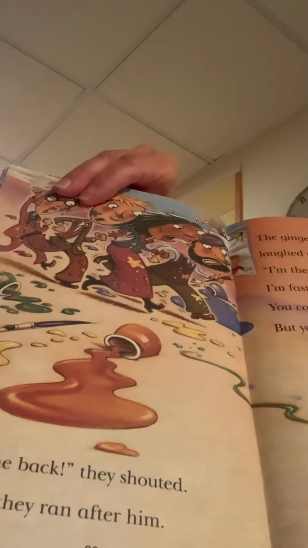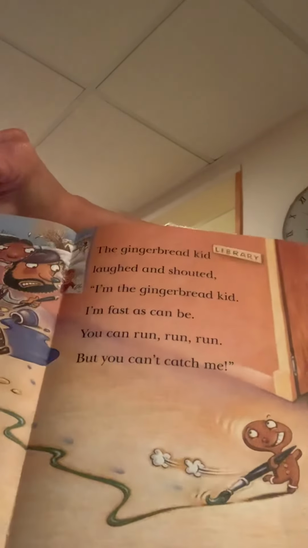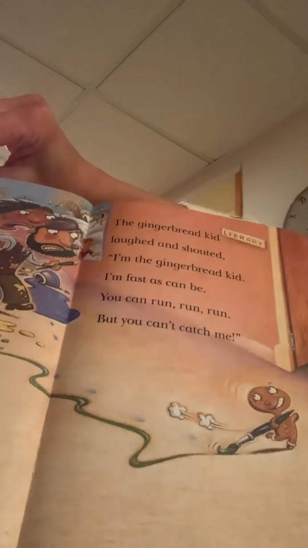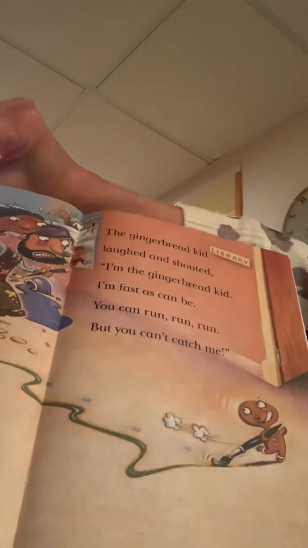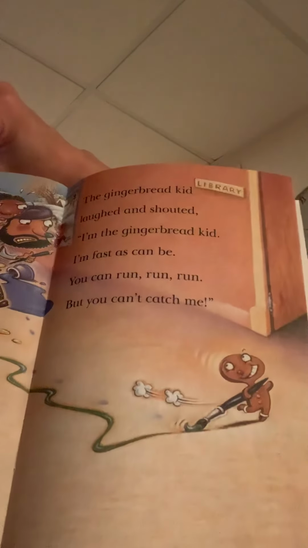"Come back," they shouted, and then they ran after him. The gingerbread kid laughed and shouted. You know what he said. You can say it with me. "I'm the gingerbread kid. I'm fast as can be. You can run, run, run, but you can't catch me."